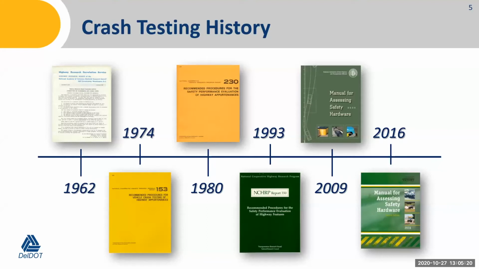So it's just a timeline of crash testing history as far as documented crash testing guidelines, starting in the early 1960s, all the way up through the 2016 MASH, which is the second edition of MASH. The big push for crash testing documentation or guidance was in the early 80s with NCHRP 230, and then in 1993 with NCHRP 350.